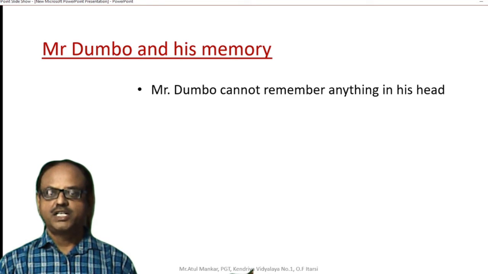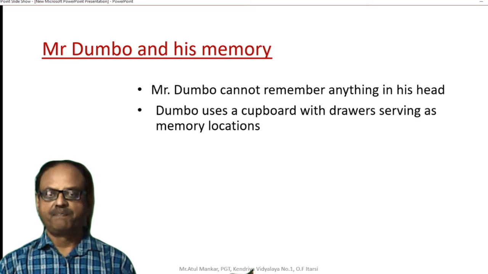Mr. Dumbo and his memory. Mr. Dumbo cannot remember anything in his head because he is a machine, and whatever instruction we give to him, only that much he is going to do, because he does not have his own logic to make decisions on his own. Whatever instruction we give, he is going to perform, and he is smart enough to perform all the instructions that are provided to him.